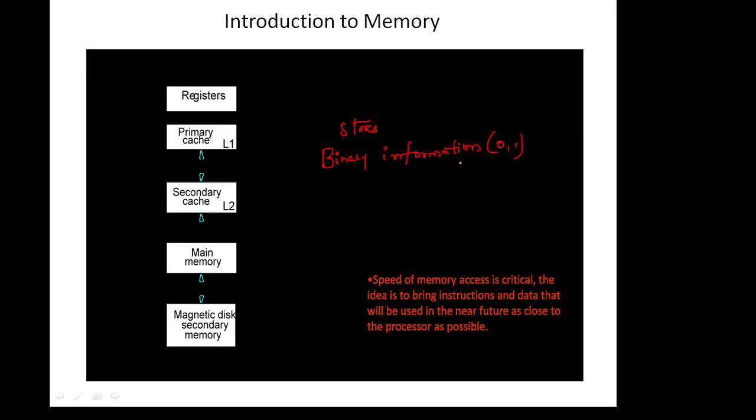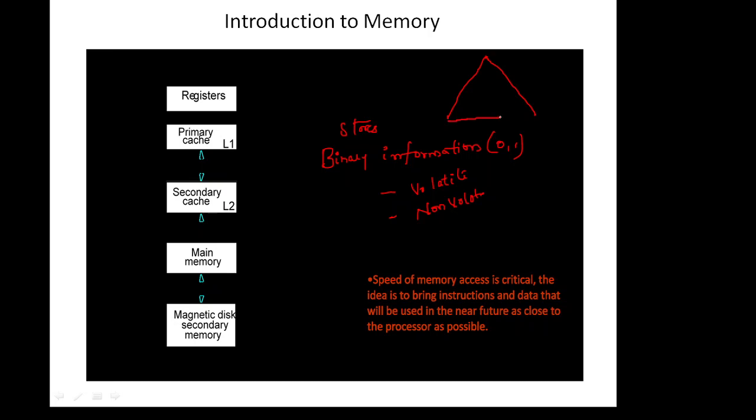Generally this memory is classified into two categories. What are those two categories? You have the volatile memory and non-volatile memory. We'll discuss this later. First, we'll discuss the memory. When we talk about this memory, you have a hierarchy like this.